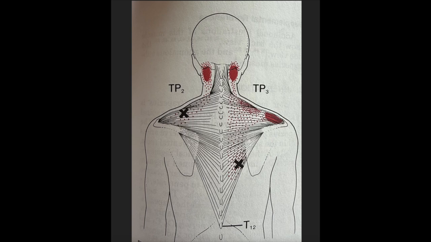Trigger point number 2 and 3. Here's 2, here's 3. This can be nerve pain or numbness, could be just irritation going up. Look at this, going right up to the suboccipitals. I can't stress this enough. These aren't even near the trigger point. Down here, not even near the trigger point.